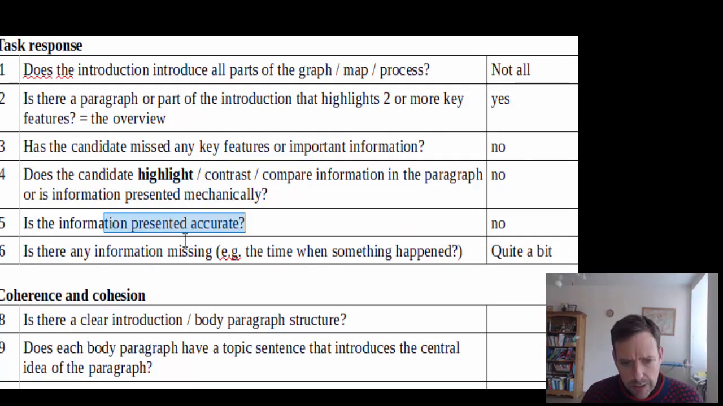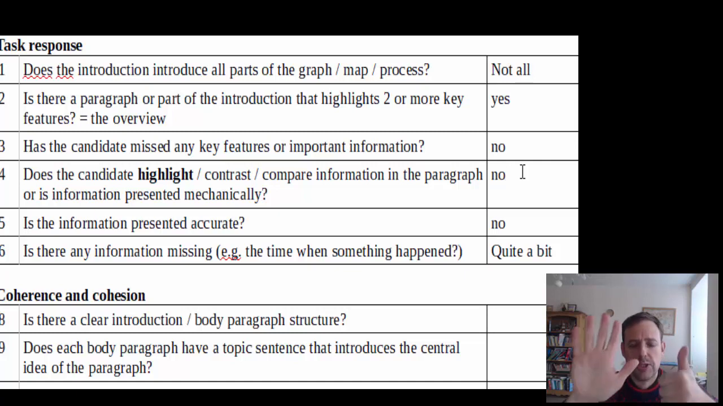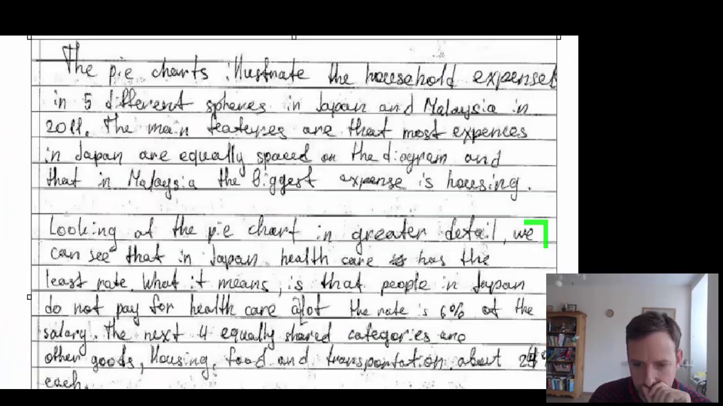So we talked about, is there any information missing? We had some missing information. We had some inaccurate. And there we go. Is information presented mechanically? So they do fail to highlight in some cases. With Japan, they didn't highlight the differences. And then it was presented a little bit mechanically with Malaysia. So the end mark for something like that, the features are there, but they're presented fairly mechanically, in some cases not supported. You're going to get a 6. If the examiner doesn't like it, you're going to get a 5. Okay, so let's look through it again in terms of coherence and cohesion.